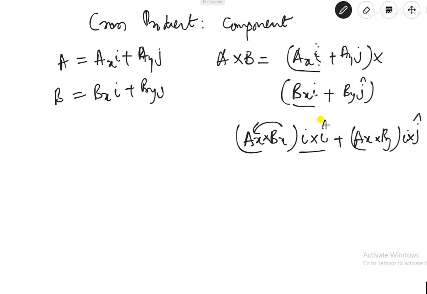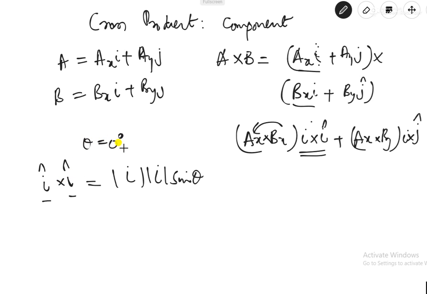So first we will solve this first with A. I cross J, suppose when you are saying I cross I, it is equal to what? I magnitude I magnitude sine theta, right? These two are unit vectors. As these two are the same vectors, the angle between them will be 0. That means sine theta is 0, so I cross I is equal to 0. That means this quantity will be 0.